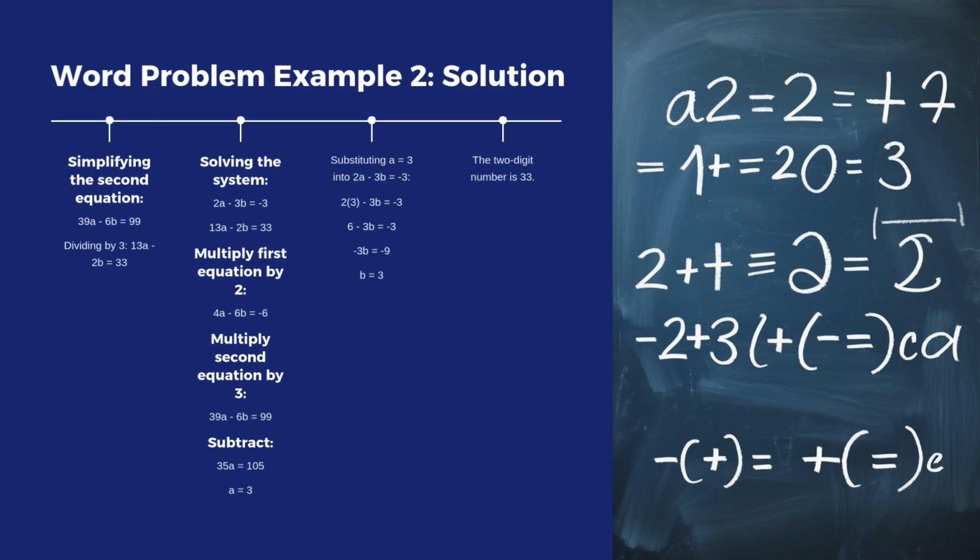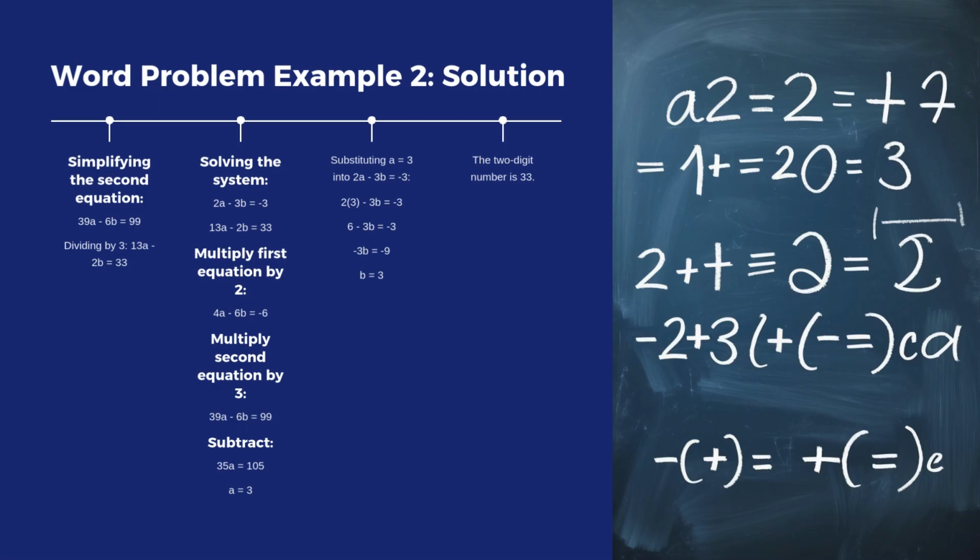This is derived by scaling the first equation so that the coefficient of b becomes negative 6 and aligns with the other equation. Multiply the second equation by 3 for the same purpose. 39a minus 6b equals 99. This follows from scaling the second equation so its b term also becomes negative 6, enabling elimination by subtraction.